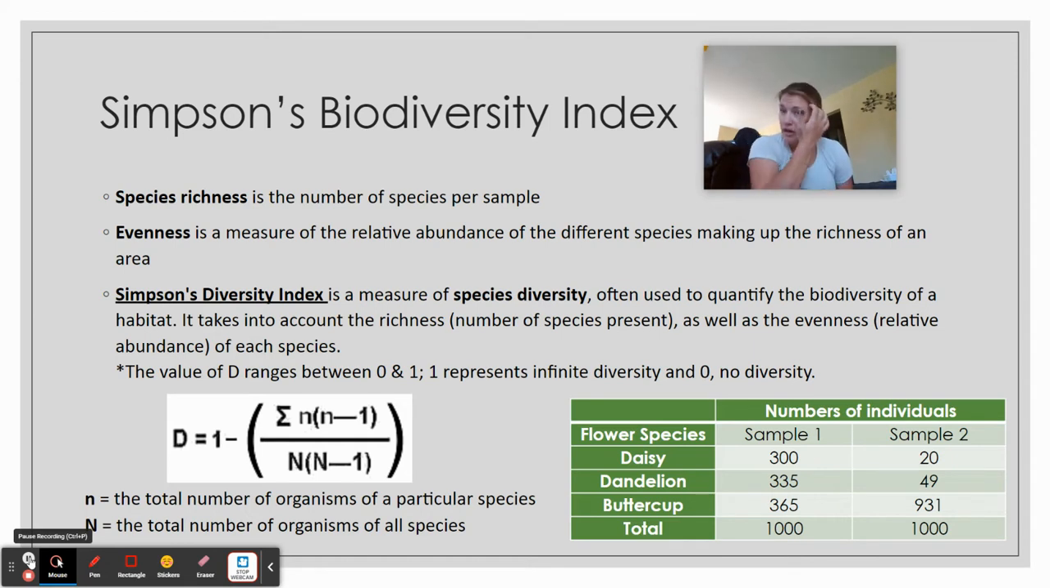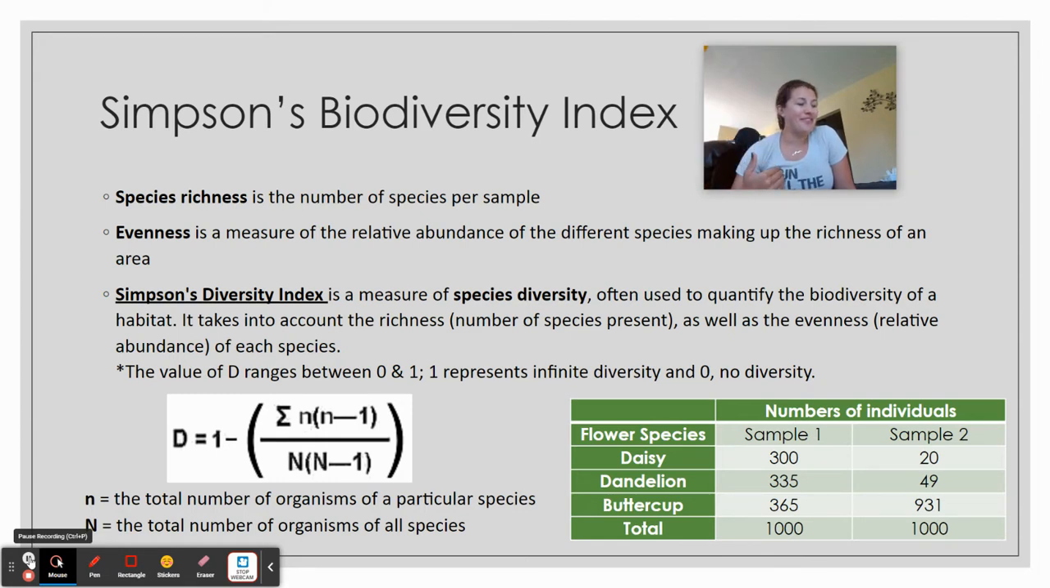So, what we are going to be calculating is called Simpson's Biodiversity Index. This is actually a mathematical way to tell how biodiverse an ecosystem is. And this can measure both species richness, which is the number of species per sample, and also evenness. So, this is the abundance of each species. And this is really, really important for the example down below.